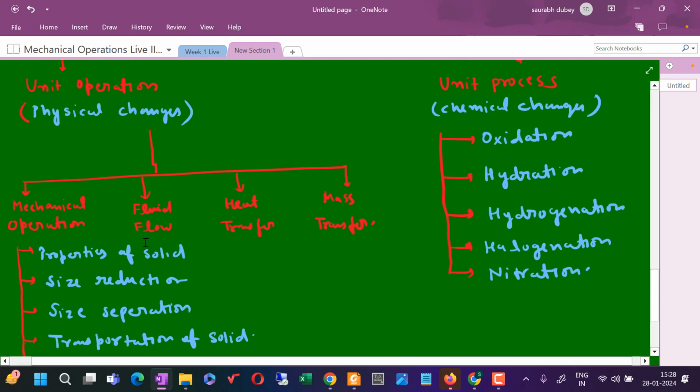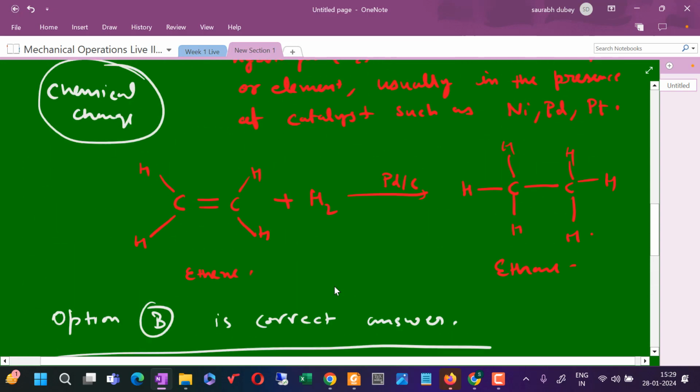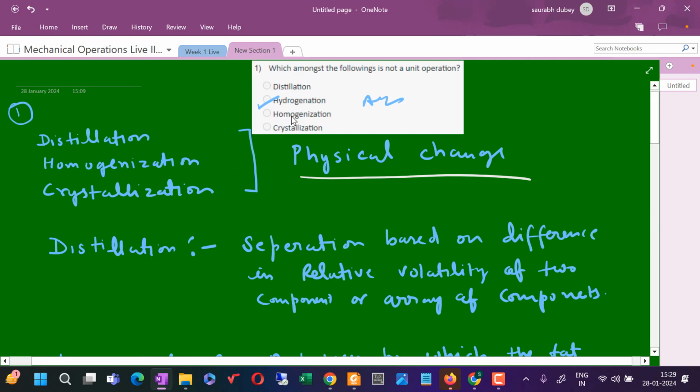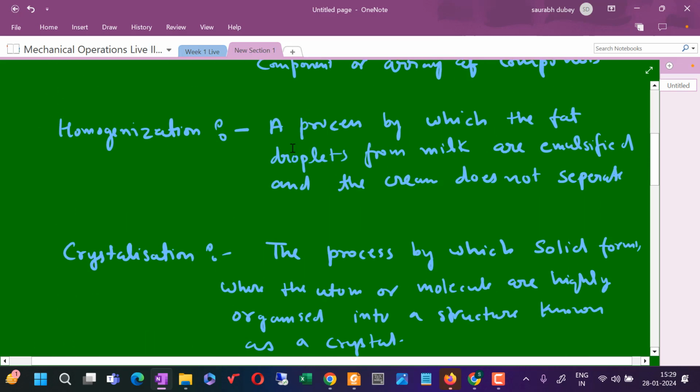And in that, further there will be a division of these things. But if you see in the mass transfer, crystallization comes up. So the option which is crystallization is rejected because it is a physical change. Homogenization is also a mechanical operation process, where I have already told that the fat droplets from the milk are emulsified and the cream does not separate.